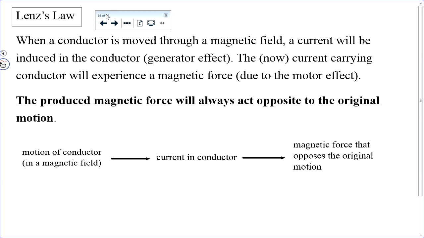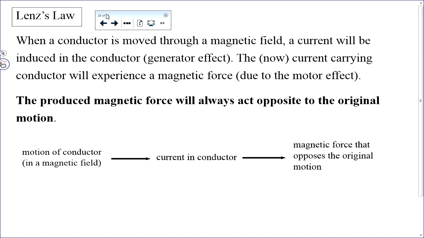If I try to take a conductor and move it through a magnetic field, I will feel something pushing back against it. The magnetic force will always oppose the motion. So if you move a conductor, you create a current, and that current will create a magnetic force. Lenz's law says the force opposes the motion.